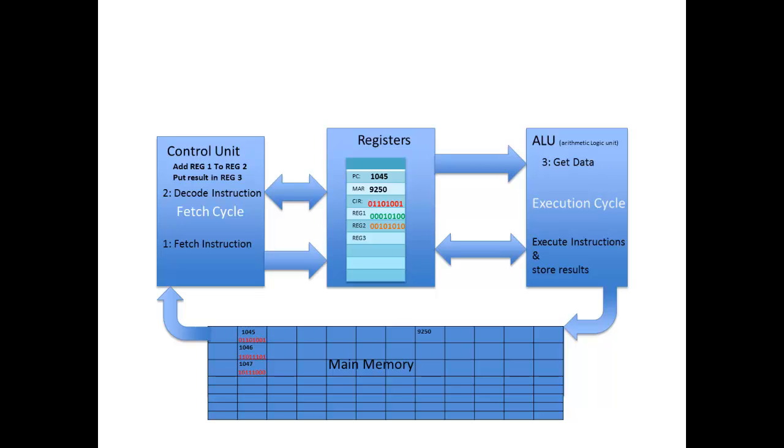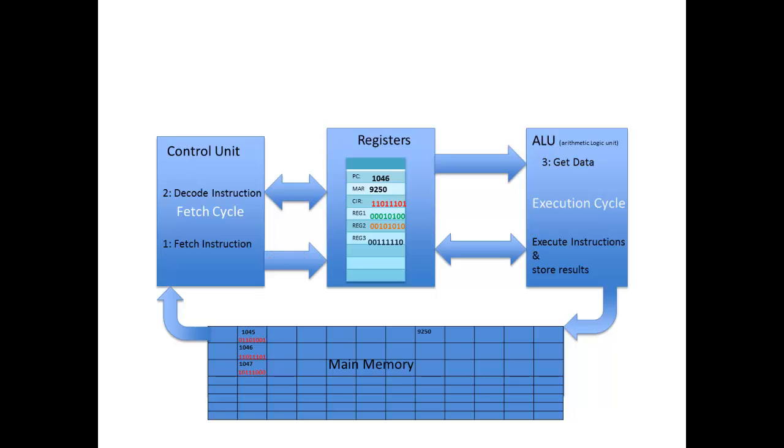The next cycle is to get the data for that instruction. So we go and get register 1 and register 2 data and we pass it into the arithmetic logic unit where the add instruction is executed and the result is loaded into register 3. We've now finished one cycle. The next thing we do is we go and look at the program counter and we increment it to 1046. We've moved forwards one instruction. We go down and we say now let's look at 1046. We execute the fetch, we get the instruction for 1046, and we load that into the current instruction register, overwriting the last instruction.